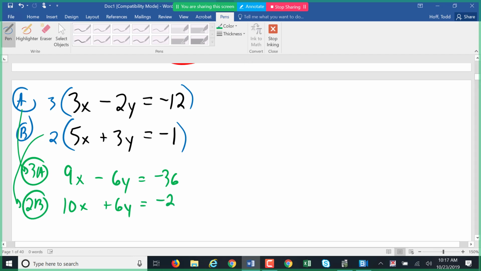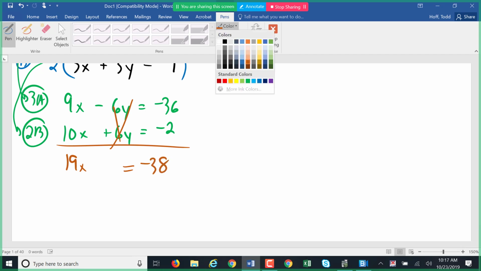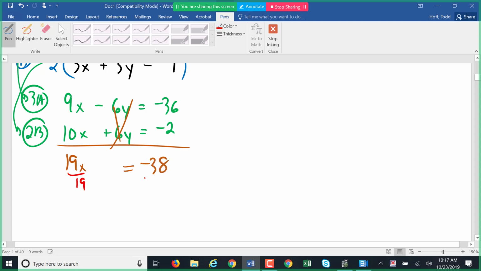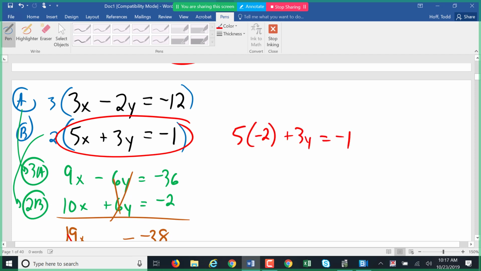So we're ready to add those equations. 9x and 10x give me 19x. Y's disappear, equals a negative 38. Dividing by 19 gives us x equals negative 2. We have to go back and find y. So I'm going to pick this bottom equation here. 5 times, I'll put negative 2 in for x, plus 3y equals negative 1.